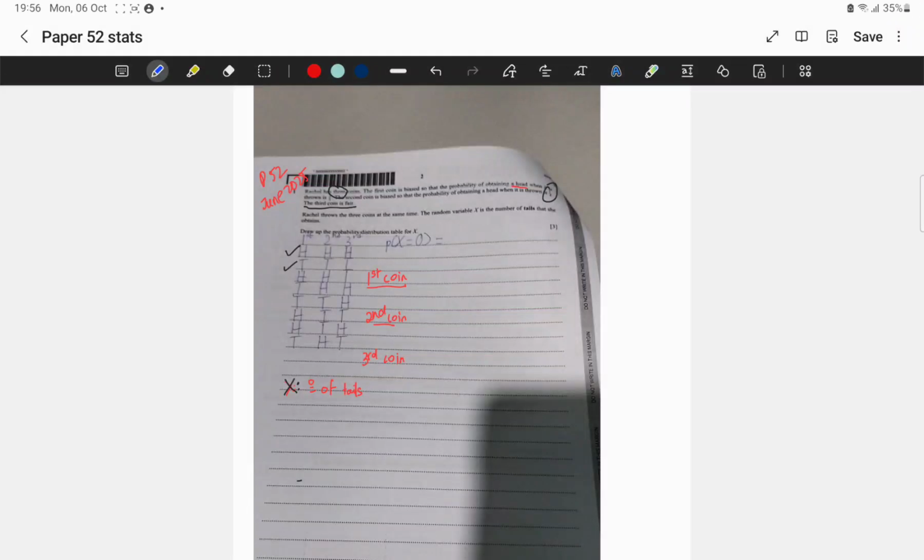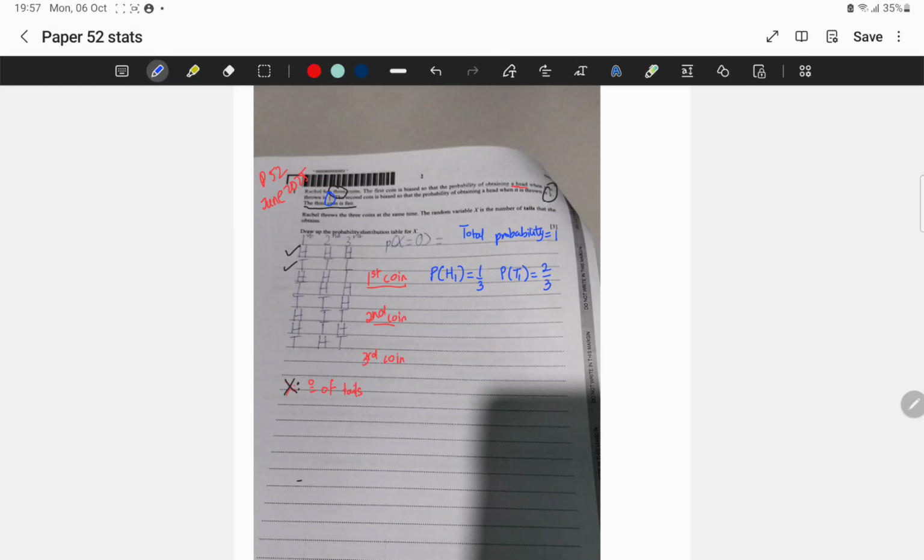Paper 52, June 2025. You have the first question, where Rachel is throwing 3 coins. You're given that for the first coin, the probability of obtaining a head, so I'm going to write it as P(H1), which is head in the first coin, is 1/3. If P(H1) is 1/3, then P(T1), remember that total probability is always 1, would be 2/3.